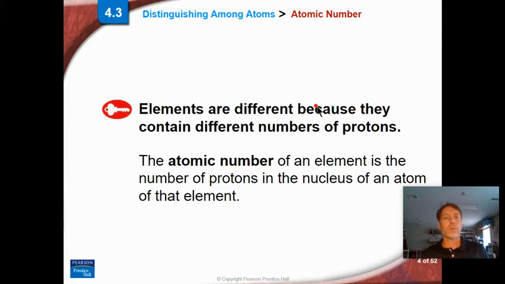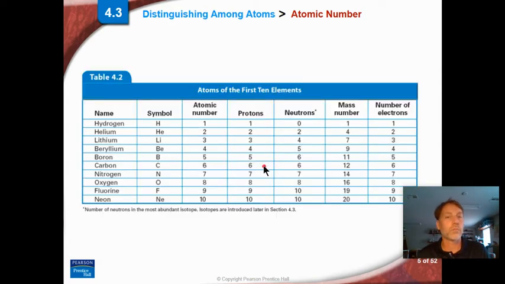So atoms are made up of different numbers of protons. What makes one atom different from another is the number of protons it has, and that's called the atomic number. And we actually refer to elements by their atomic number. So element number 1 is hydrogen. Now, element number 3 is lithium. That not only tells me its number, but it tells me its number of protons.